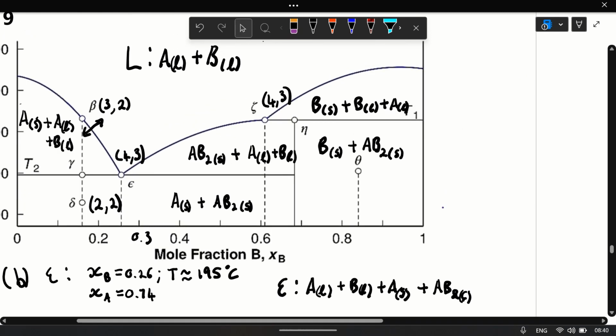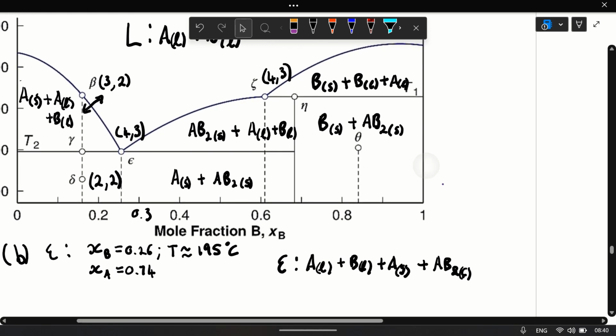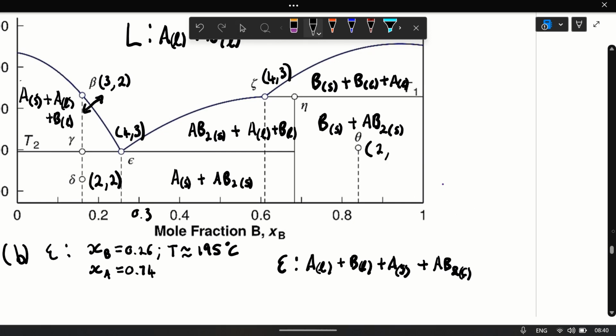Then, what's the last one? We can do theta. So again, we're in a solid region. So we have 2 chemically distinct species. You agree? So yeah, we have B solid and we have AB2 solid. And of course, they're 2 different phases because AB2 solid is a phase and B solid is also a phase on its own. Right. So I think that takes care of that question.